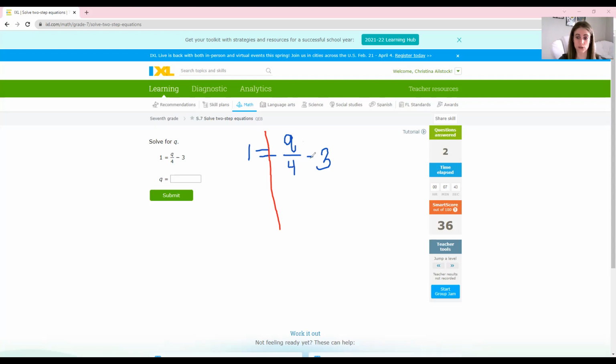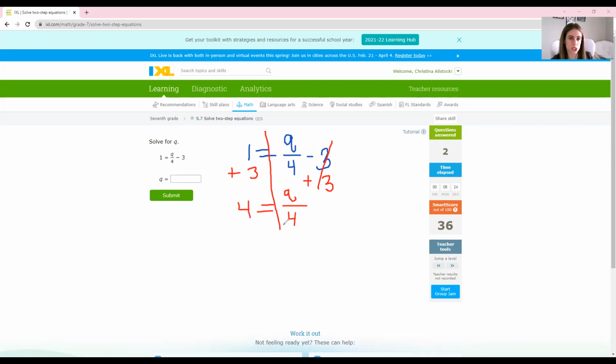And we're also subtracting 3. Which do we got to deal with first? Addition and subtraction. You deal with addition and subtraction first. The inverse of subtracting 3 is adding 3. You're going to add 3 to both sides. 1 plus 3 is 4. We just bring down whatever we didn't mess with, which is our q divided by 4. Negative 3 plus 3 is 0, so that zeroes out. All right, 4 is equal to q divided by 4.